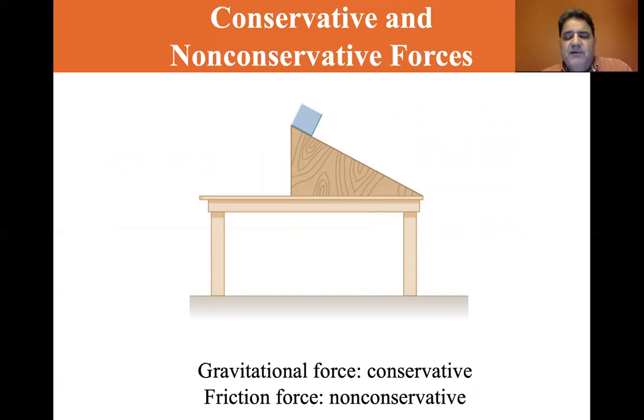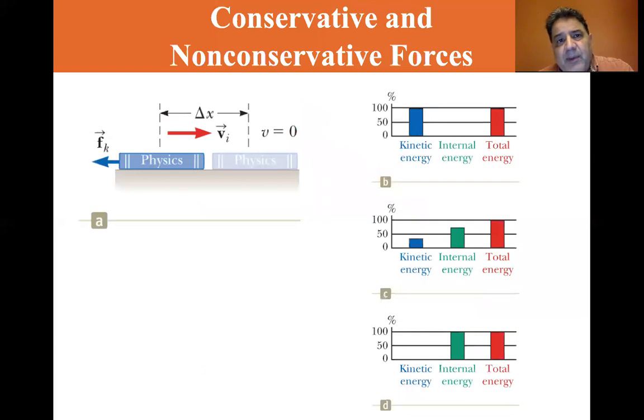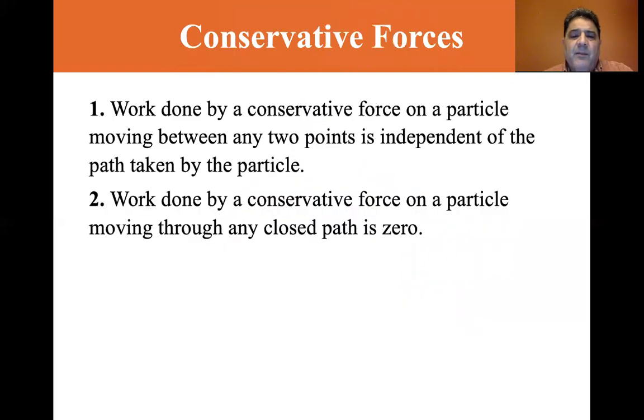So we have examples of conservative and non-conservative forces. The friction that we look at here is a non-conservative force. Something like gravitational force, that is a conservative force. The friction force is non-conservative. And basically it has to do with the path. Let's look at this. A conservative force: the work done by a conservative force on a particle moving between any 2 points is independent of the path taken by the particle.